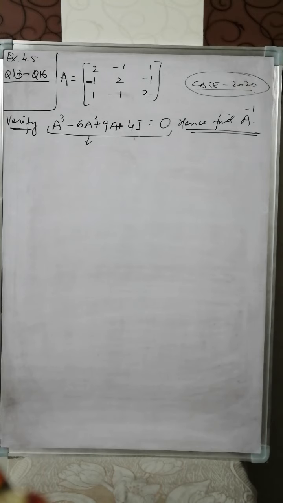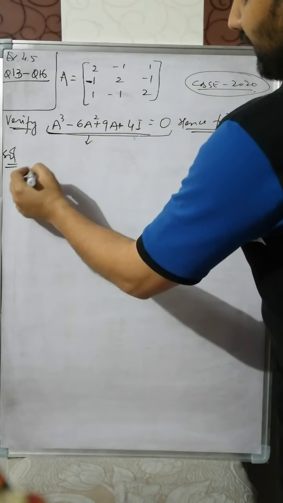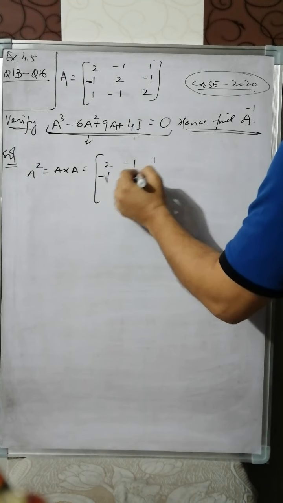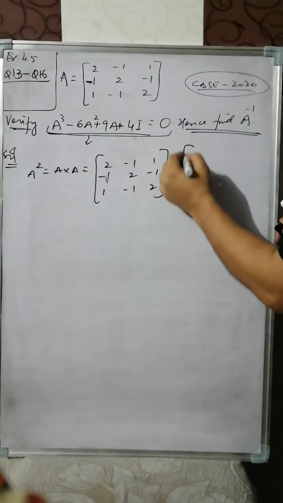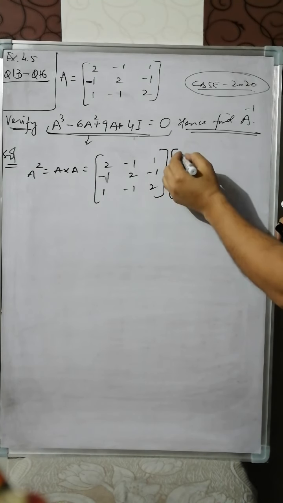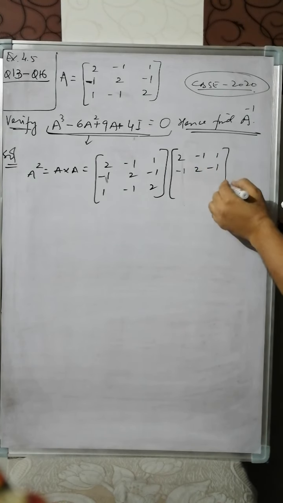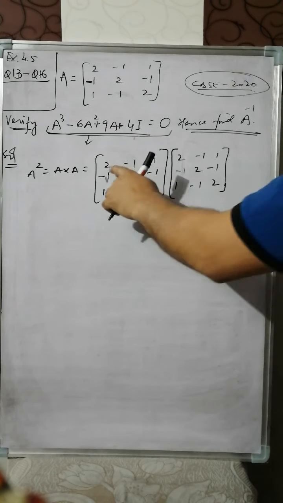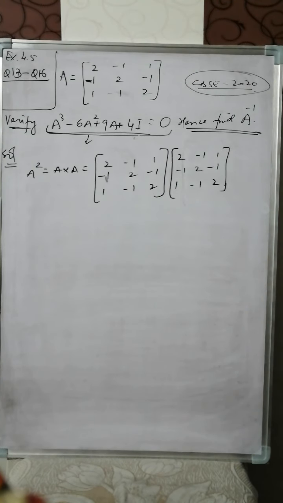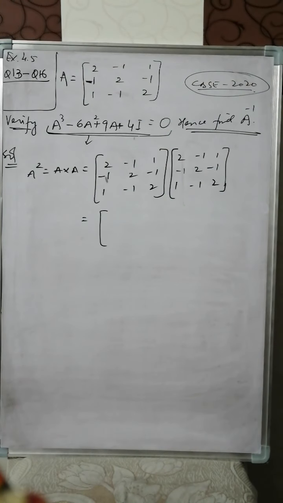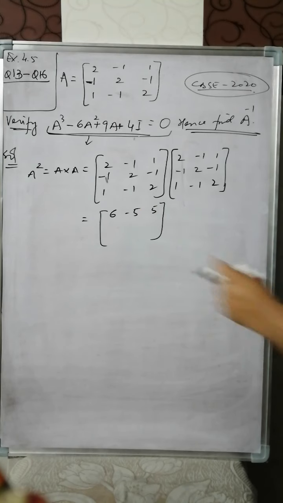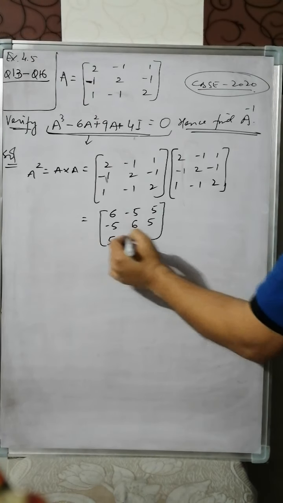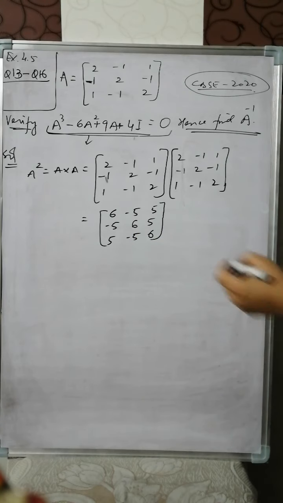Nice. So first of all we have to find this solution. Let's talk about this part first. What I need first is A square. This is A into A. So this is equal to the matrix 2, minus 1, 1; minus 1, 2, minus 1; 1, minus 1, 2, multiplied by the same matrix. How do you get this? By multiplication. All of you know how to multiply matrices: first row, first column, first element; first row, second column, second entry. Once you solve it, your A square is equal to 6, minus 5, 5; minus 5, 6, minus 5; 5, minus 5, 6, right.